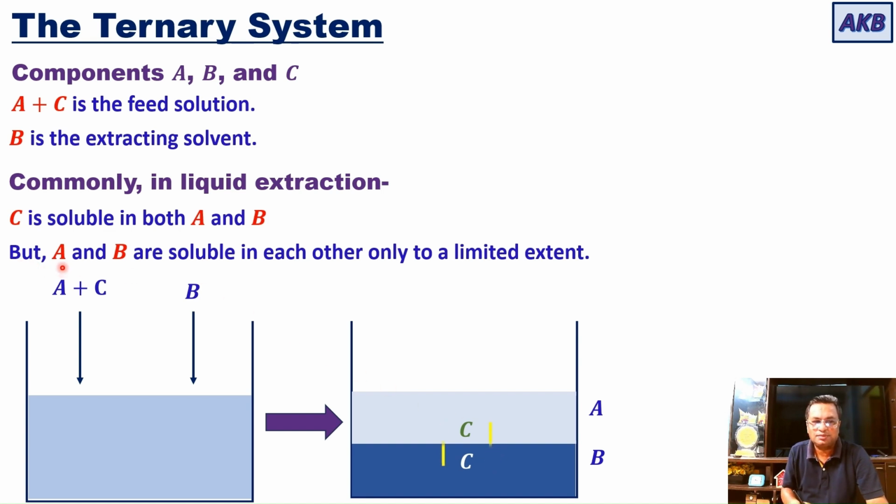And since we have a system where A and B are soluble in each other to a limited extent, what is going to happen? The A layer will be containing some little amount of B in it, and therefore now we will be calling it the A-rich phase, or the other name is raffinate phase. And since A is soluble in B to a little extent, there will be some amount of A, and that's why now we are going to call it the B-rich phase or the extract phase.